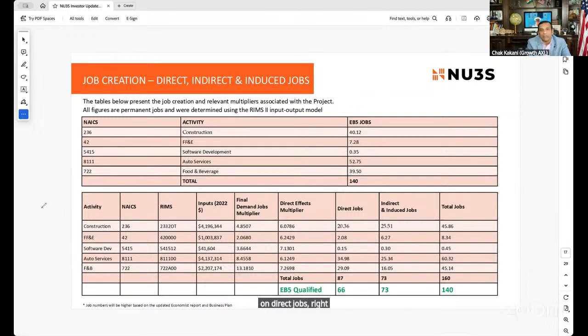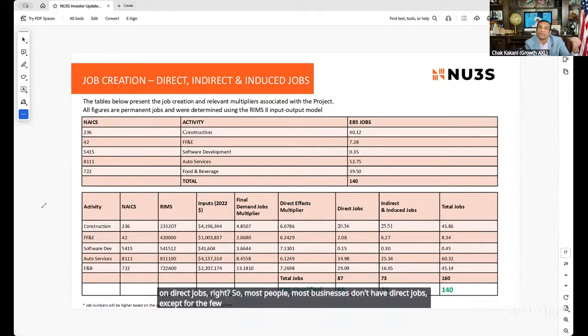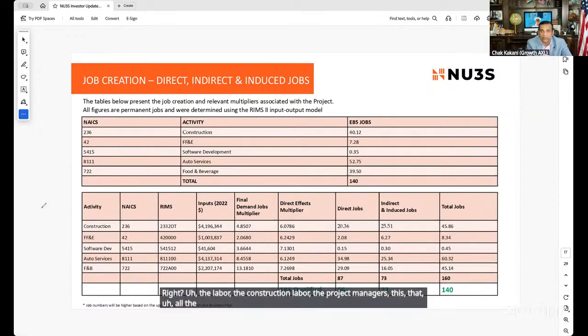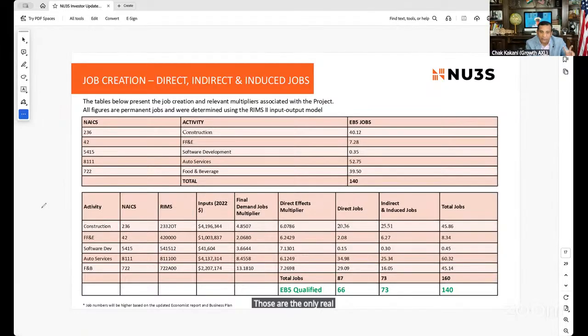So most businesses don't have direct jobs, except for the few direct jobs that come from construction and real estate projects, right? The construction labor, the project managers, all the things that they do in construction. Those are the only real direct jobs that most projects have in real estate. But an operational business needs to hire people continuously. So how do real estate projects do EB-5?